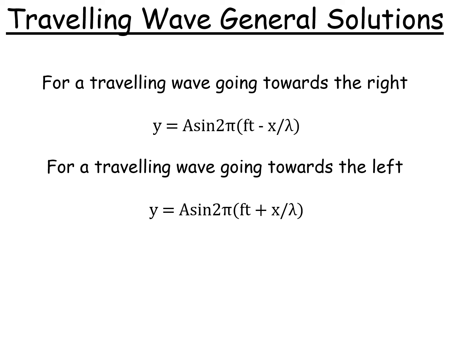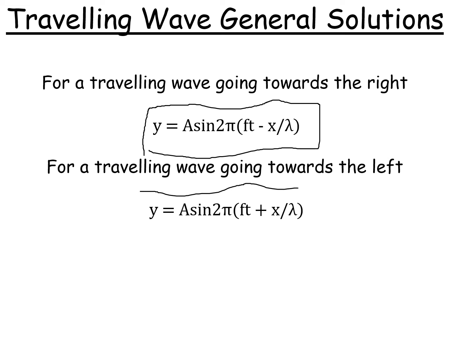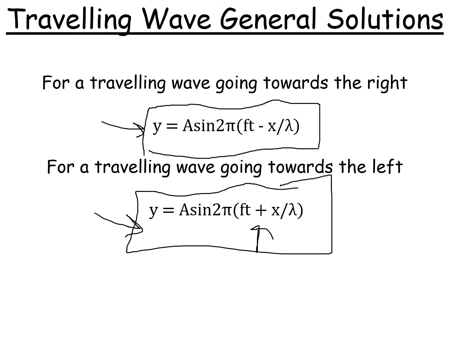Okay, so just to summarise, a travelling wave going towards the right is given by this equation here, which you have to know off by heart. And for a travelling wave going towards the left, it is simply the same equation, but with a plus instead of a minus. And what we'll do next time is look at how we use these equations in Advanced Higher Physics and what type of problems we need to solve.